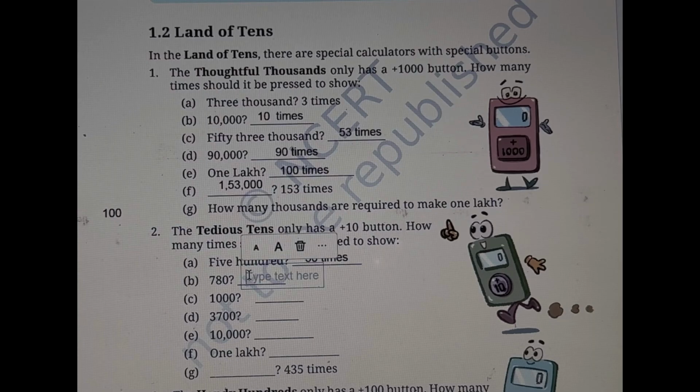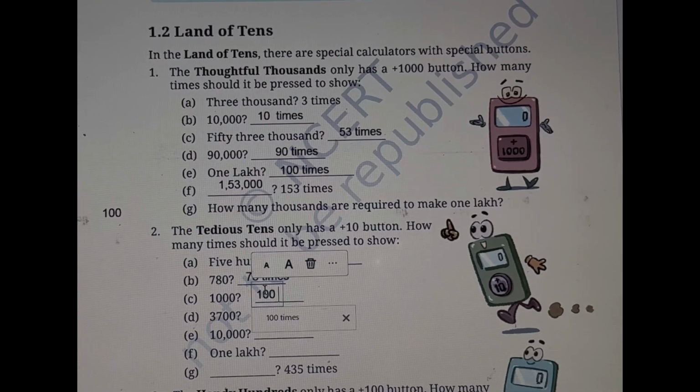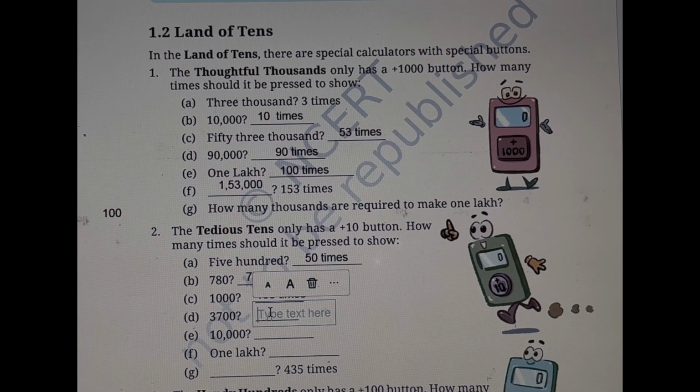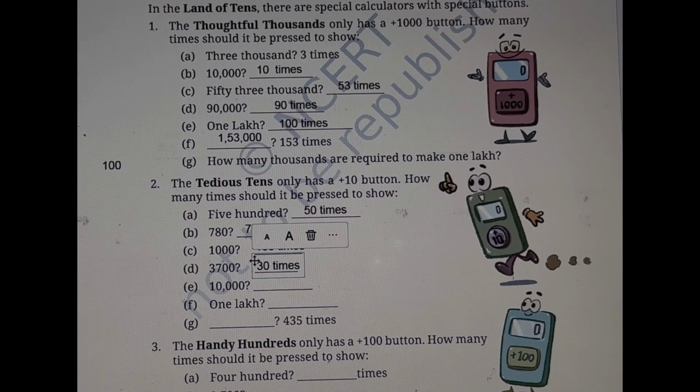Second question is 780. So you will press it 78 times. Remove the last 0. Easy, isn't it easy? 1000. Remove one 0. So the answer is 100 times. Then 3700. Strike off the last 0. And the answer is 370 times. Correct? Now let us go to the next question. Sorry, I did not write the 7.